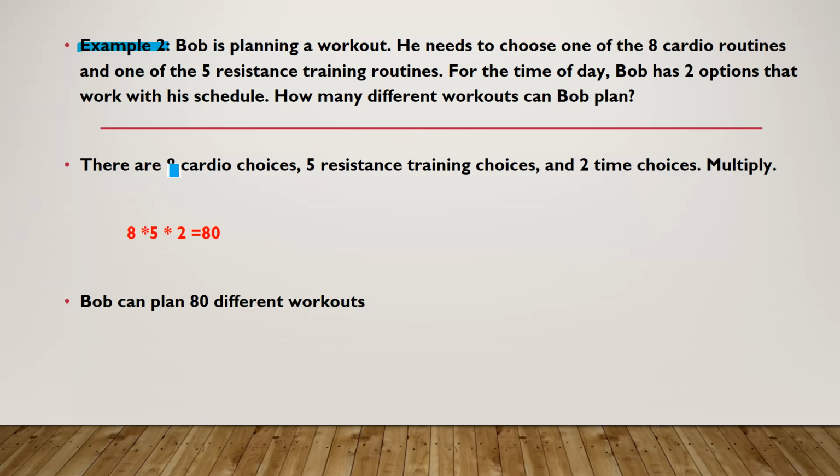There are 8 cardio choices, 5 resistance training choices, and 2 time choices. So multiply 8 times 5 times 2 to find the total, that's 80. So Bob can plan 80 different workouts.